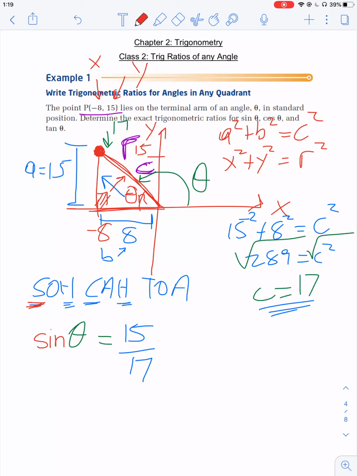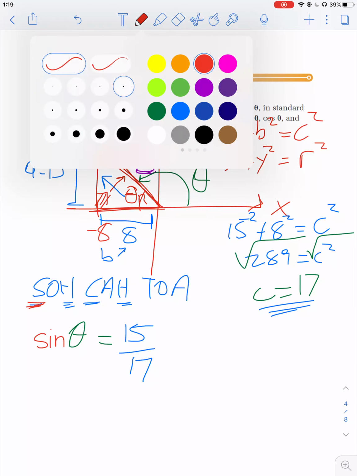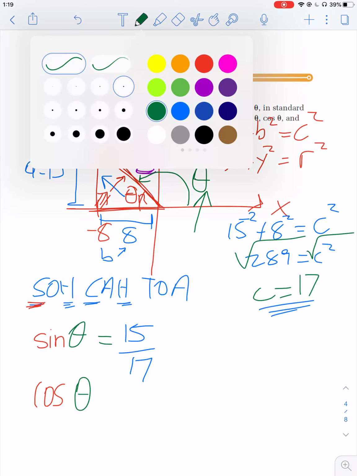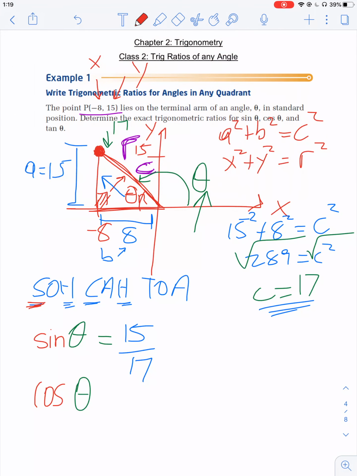Okay, now next comes cos. Again, I'm going to use the theta in the green, because what I'm looking for is the cos value of that angle. But I'm going to cheat. I'm going to use the reference angle to guide me. This is my reference angle over here, right? And the side adjacent to this angle is this one, which is 8. And my hypotenuse is 17.